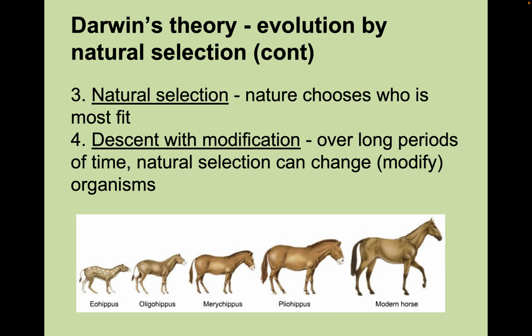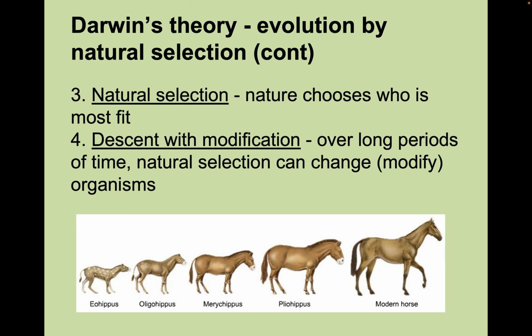Point number 3, natural selection. Nature chooses who is most fit. So it doesn't matter if you're the nicest cheetah to ever exist, if you have so many friends, it doesn't matter. If you are a slow cheetah, you're going to die. Nature doesn't care. Nature is choosing the fast cheetahs, as their prey is also very fast. They have to run fast to catch their food. If you're slow, you're dead.